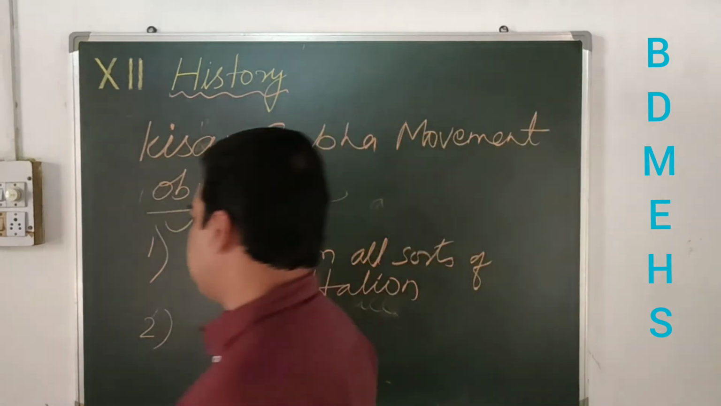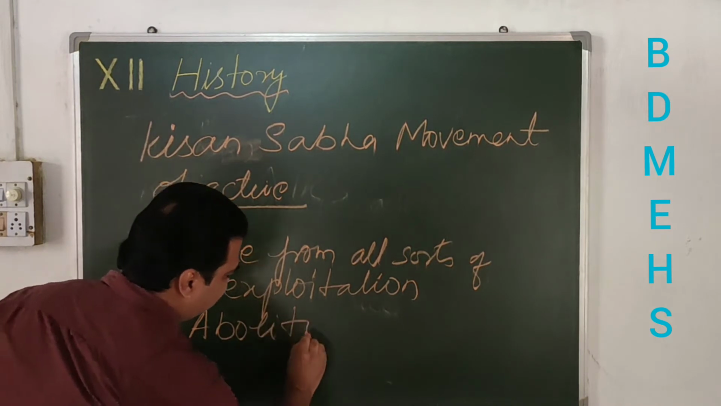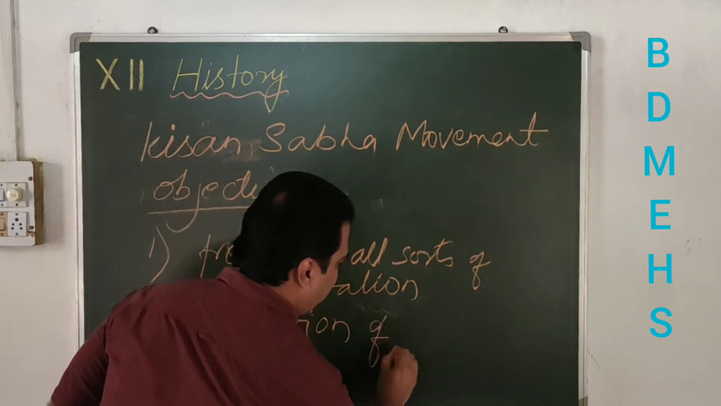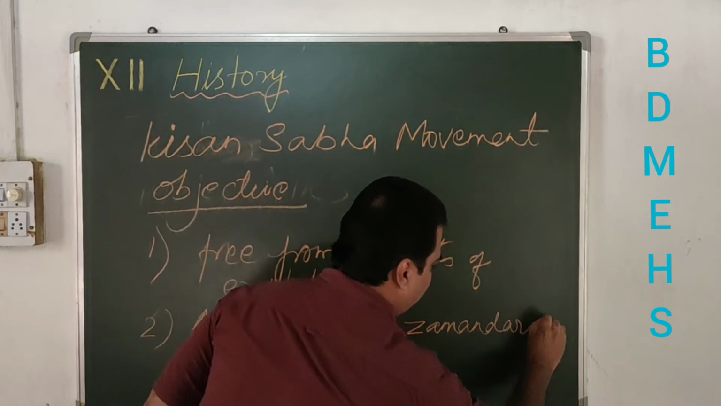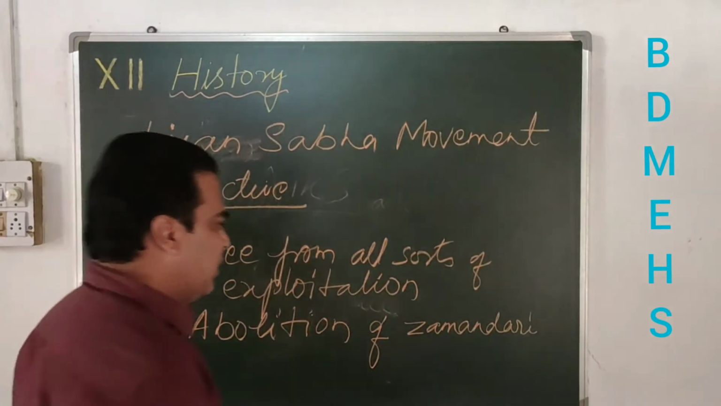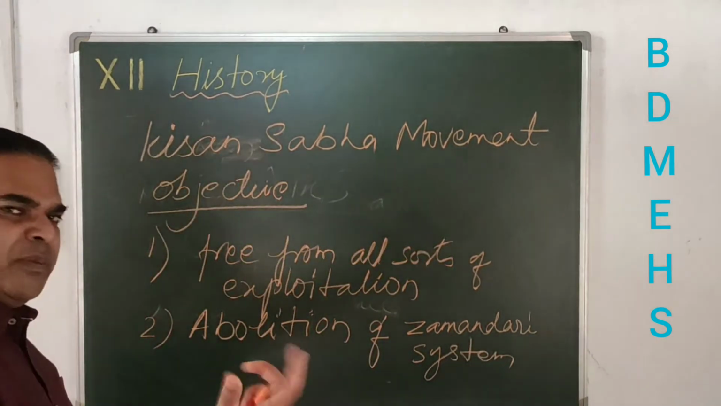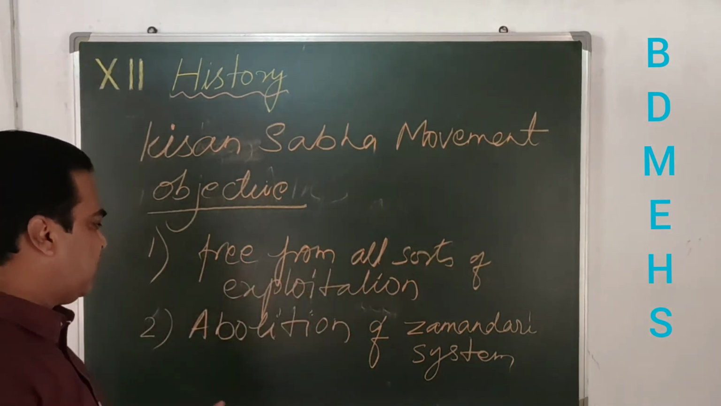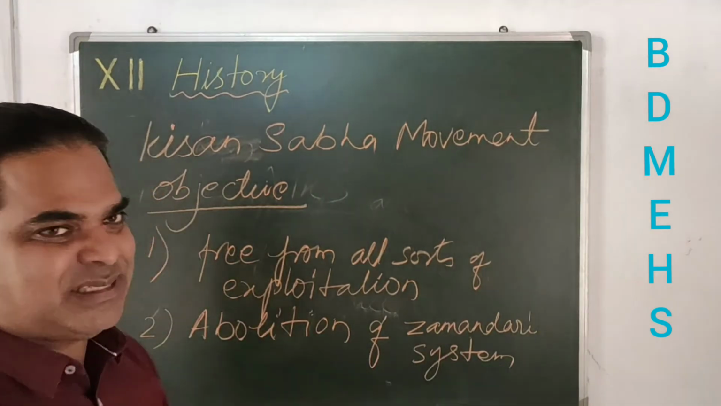Abolition of Zamindari system. The Zamindari system also was the biggest problem during this time. So, free from all sorts of exploitation: peasants should be free from all sorts of exploitation. Number 2, abolition of Zamindari system.